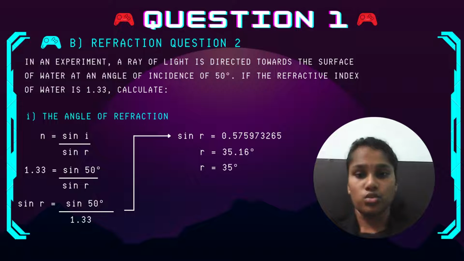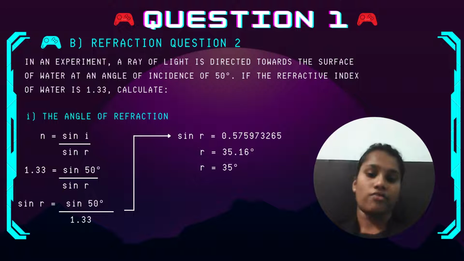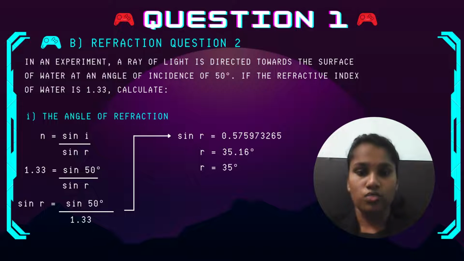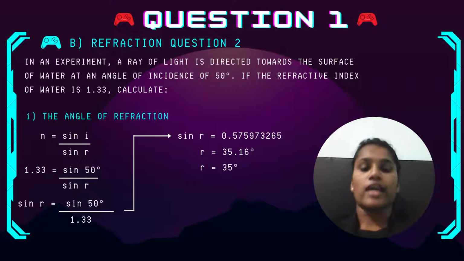The same method is used, which is n equals sin I over sin R. So the calculation will be 1.33 equals sin 50 degrees divided by sin R. So to find sin R, we have to take sin 50 degrees divided by 1.33. So sin R will be 0.57597325. After we click shift sin in the calculator, the angle of refraction will be 35 degrees.